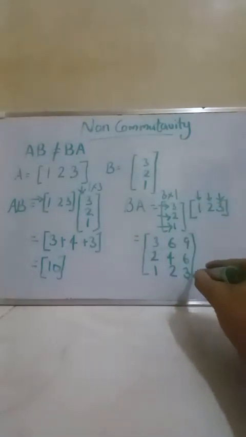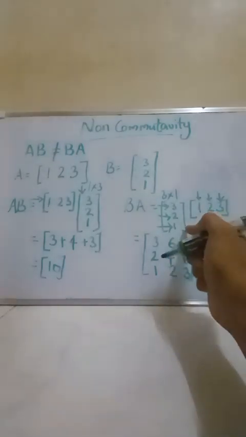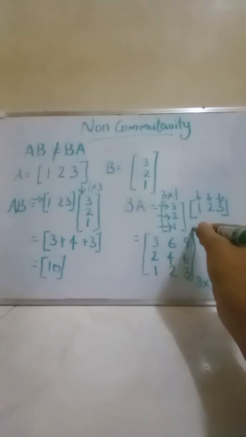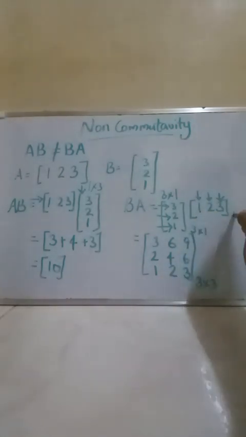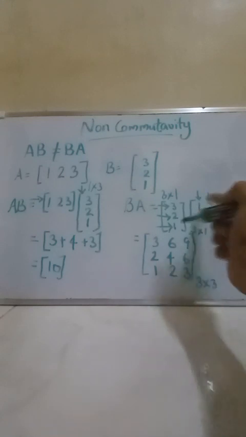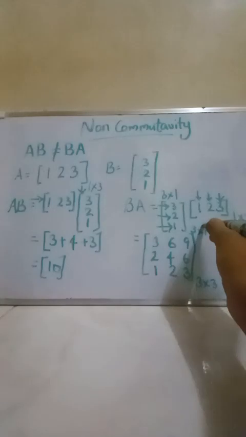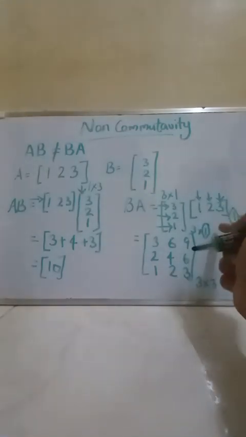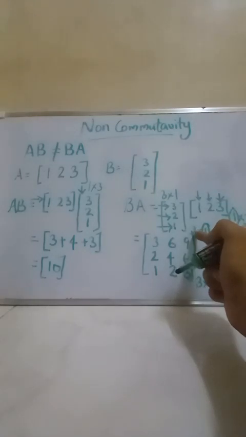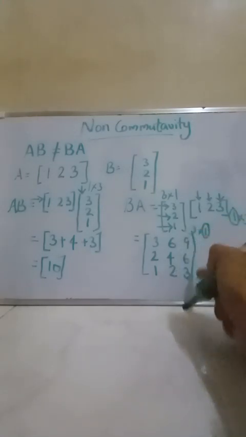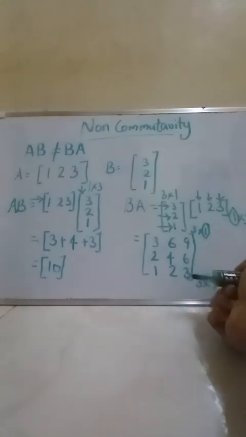So finally we are getting a 3 by 3 matrix. Why did we get a 3 by 3 matrix? If you check the first matrix, it is a 3 by 1 matrix, whereas the second matrix is a 1 by 3, 1 row 3 columns. This is 3 rows 1 column. So if you check, the 1 is the same, that's why we were able to do the multiplication, and the final order would be the first row number 3 by the last column number 3. So 3 by 3 matrix.